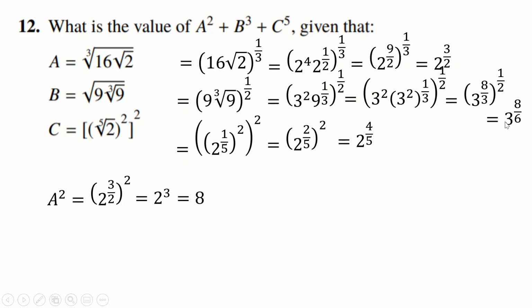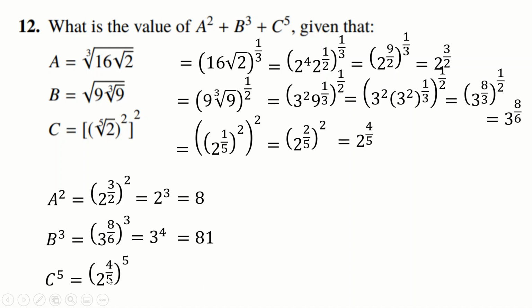This thing cubed, and again, this works out quite nicely because 8 times 3 is 24, divided by 6 is 4, so that's 81. And again, I think I could have just left these as 9s, but whatever. And then c to the power 5, well, that to the power 5 is really nice. The 5s cancel when you multiply these to get 2 to the power 4, which is 16. Add those together to get 105.